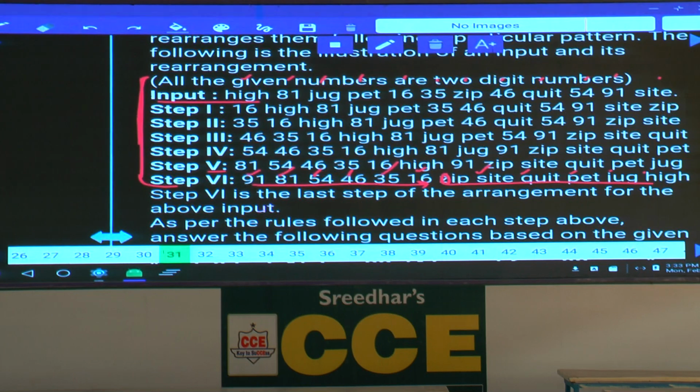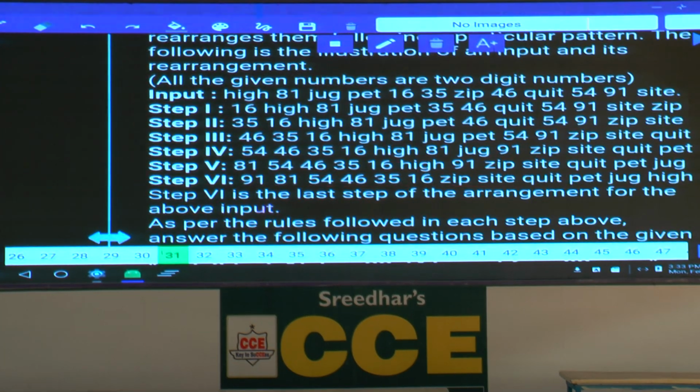Clear now? Once you have finalized the logic, then we need to finalize the method involved in this one. In order to identify the method or the process, we should always compare the input with step 1. Now, if you compare these two, input and step 1, tell me first which element has been arranged at the first place? 16. And at the same time, Z arranged at the last place. 16 at the first place, and all the remaining elements, high, 81, jug, pet and so on, shifted to the next place. And here, this zip and so on will be shifted to the left hand side.